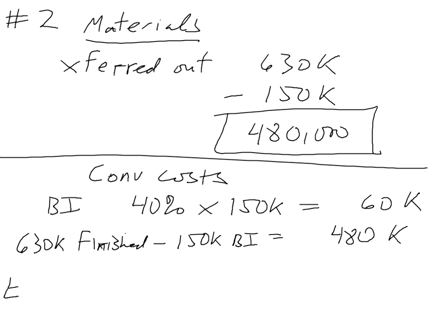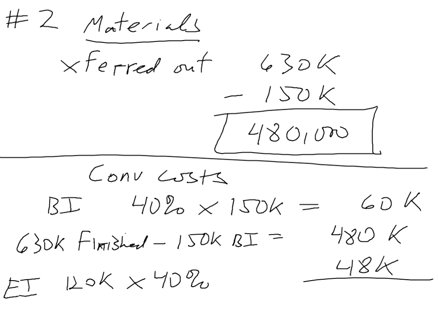And then finally, you have to consider ending inventory. Ending inventory, it says that we have 120,000 units, and that we completed 40% of conversion costs in this period. So 120,000 times 40%, that gives us 48,000. So you add these three up, 60 plus 48 plus 480, and you get 588,000 units, equivalent units as to conversion costs.